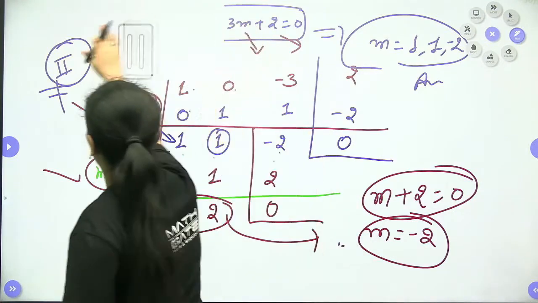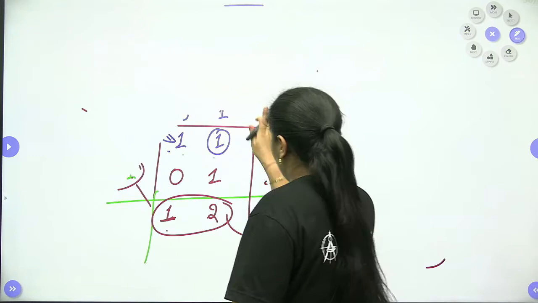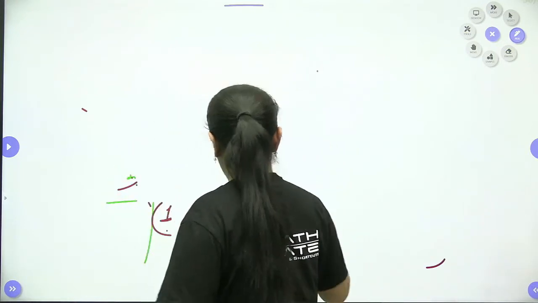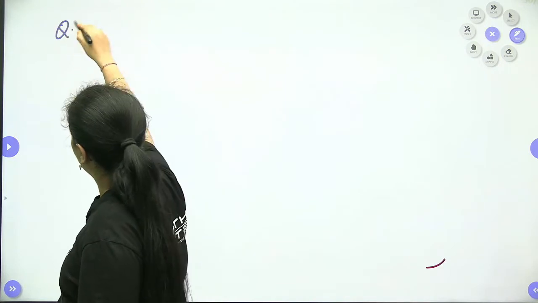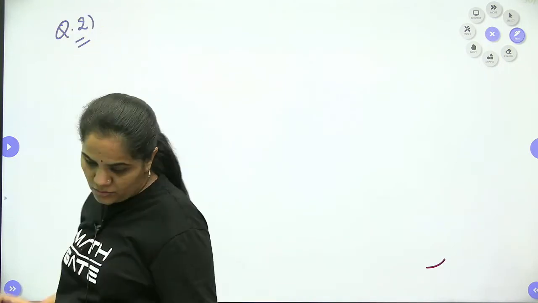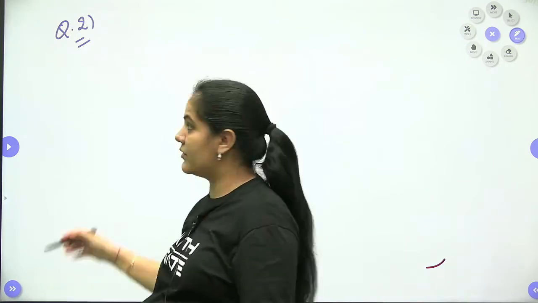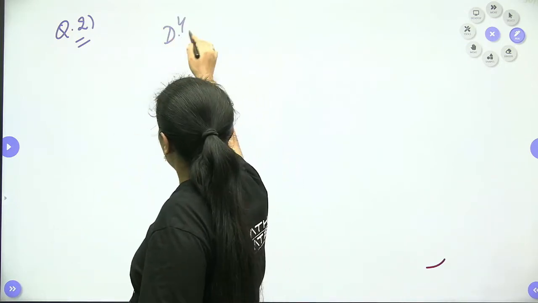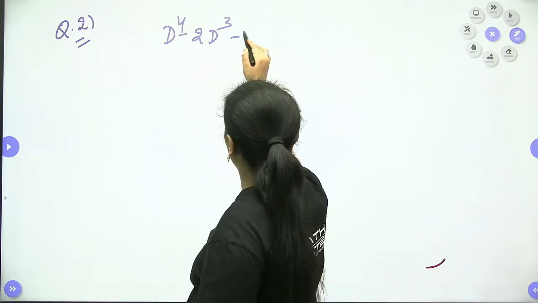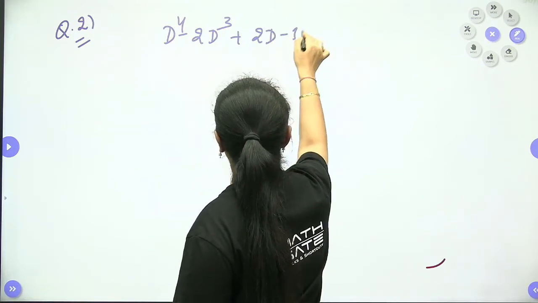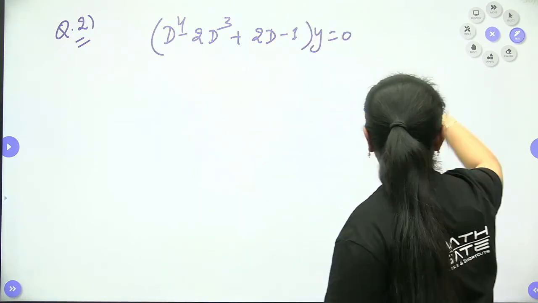So let's approach one more question. Okay, let's approach here only, guys. Let me tell you 2 or 3 more questions so that it will be clear in your mind. Let's approach question number 2, and here we will discuss a power 4 question. Find the solution of D power 4 minus 2D cube plus 2D minus 1 y is equals to 0. Now I write down the equation in a shorter form only.